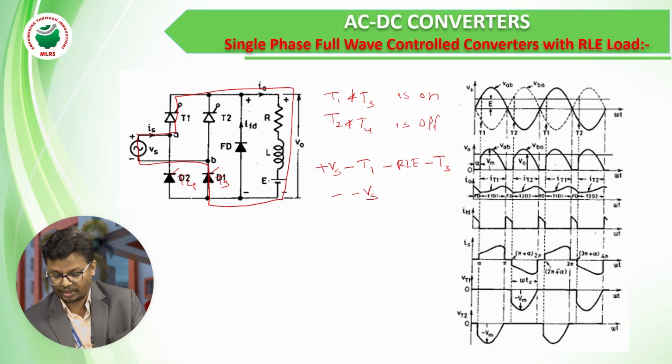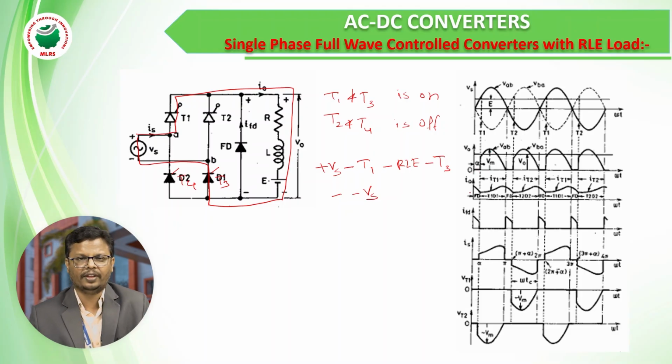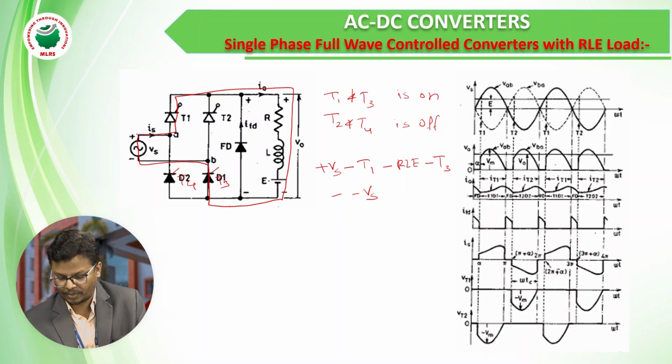Observe the output voltage waveform. From 0 to alpha we have not given any trigger pulse, so the output voltage V0 equals 0. At alpha we give the trigger pulse, so T1 and T3 are on, and the output starts conduction from alpha to pi.